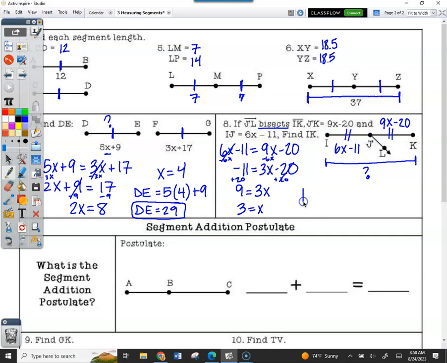So we're finding IK. So that would be 6x minus 11. If we plug 3 in for x, we get 6 times 3 minus 11. What do we get? What is 6 times 3 minus 11? 7. And what do we just say we need to do? We need to double the whole thing. And we get what? 14.